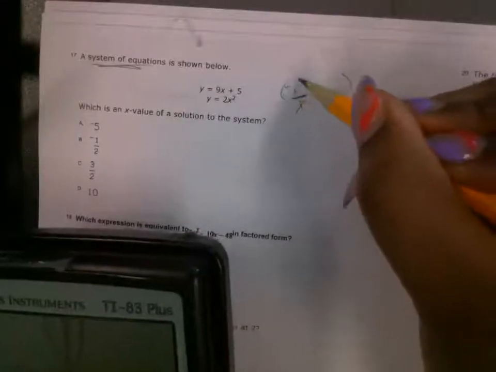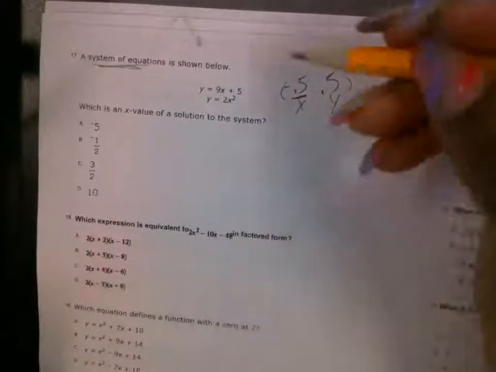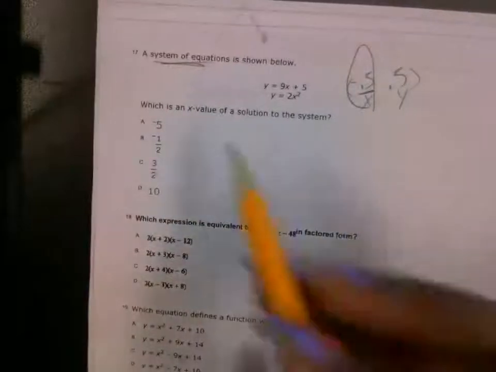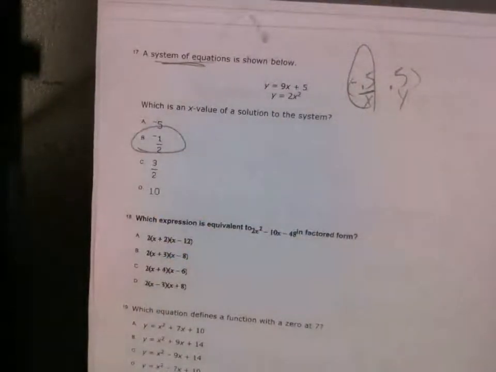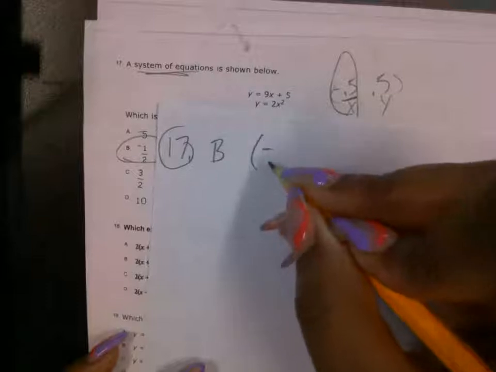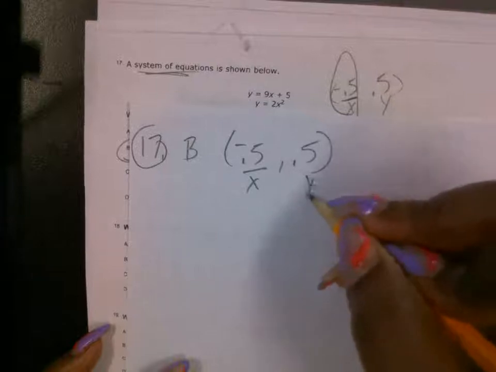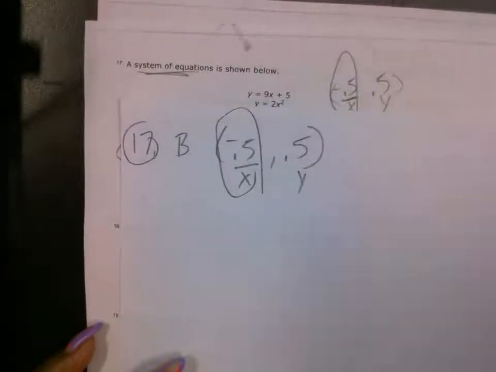So the x is a negative 0.5 or negative 1/2 and positive 1/2. That's where it crosses. So the x value is a negative 1/2. So negative 1/2 is B. Okay? So B is going to be your answer here. Hold on, let me get my paper. Oh, all right. So 17, we're going to put number 17, and B is our answer because it was a negative 0.5, the x value, and positive 0.5 was the y value. This was the value that we were looking for.